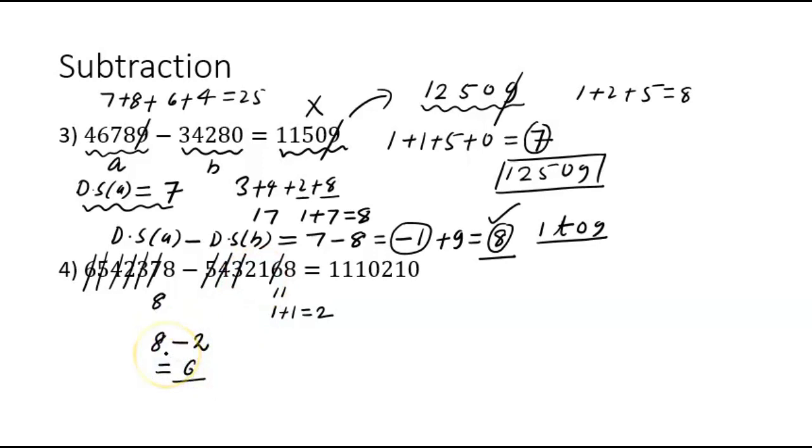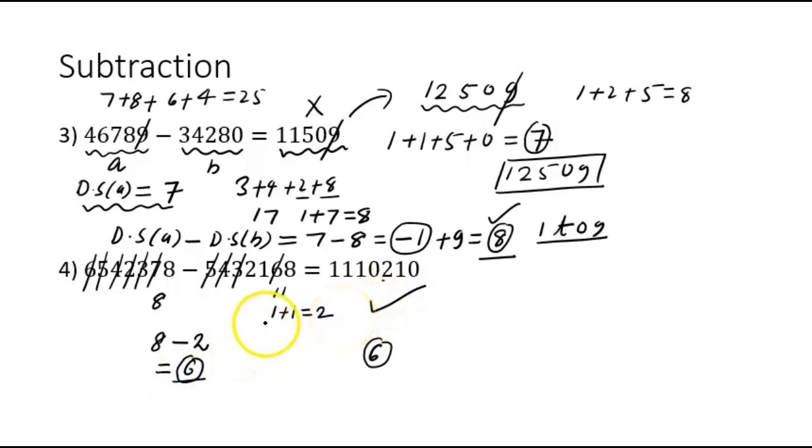And what is the digit sum in the right hand side? You calculate it. 1 plus 1 plus 1 is 3, plus 2 is 5, plus 1 is 6. So here in the right hand side also we are getting 6. In the left hand side also we have got 6. So this is a correct calculation.